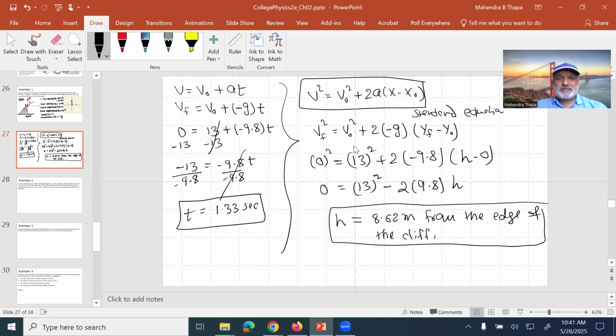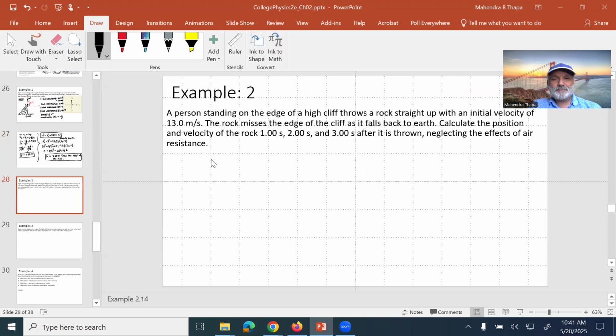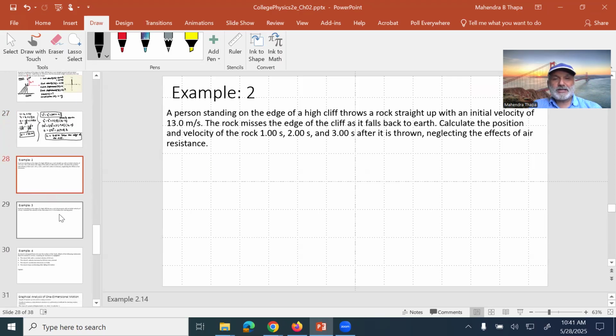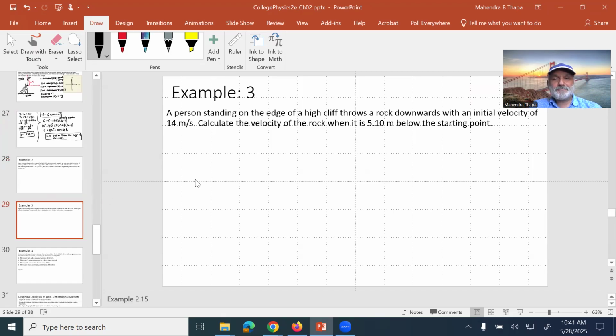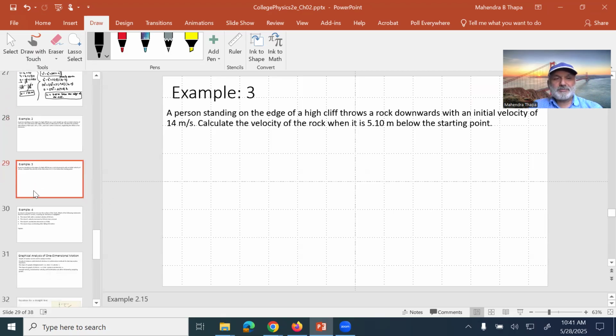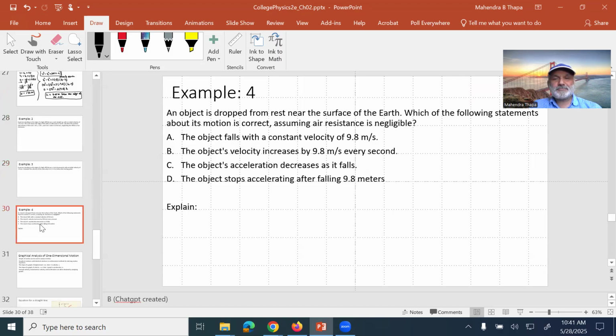If you understand these steps carefully, you can solve example 2, and you can also try example 3. You can use the similar concept to answer these multiple choice questions. But please explain why you choose a particular answer for the multiple choice questions.